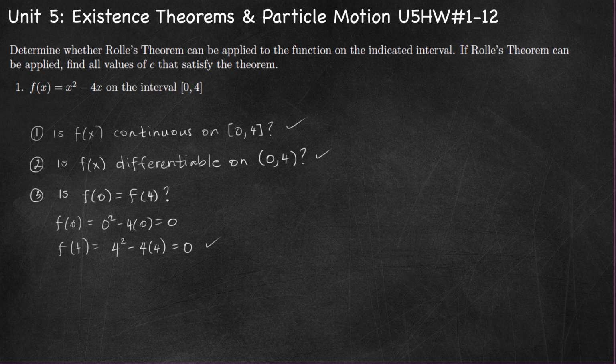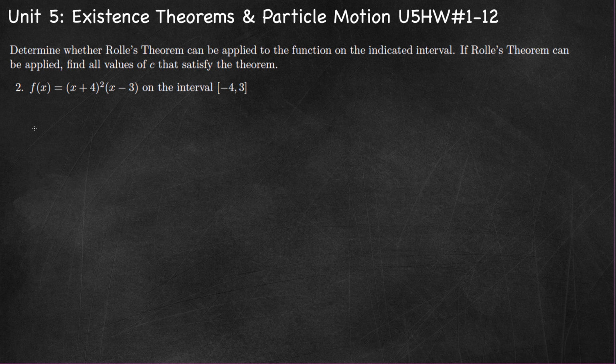So to find that value, we take the derivative, f prime of x equals 2x minus 4, and we see where that equals 0. So 2x minus 4 equals 0. To solve this, we're going to factor out a 2. And then we set each factor equal to 0, and we get the solution x equals 2. Then we want to verify, is that value on our interval? Is 2 between 0 and 4? Yes, it is. So that's the c value that we're looking for. c is equal to 2.